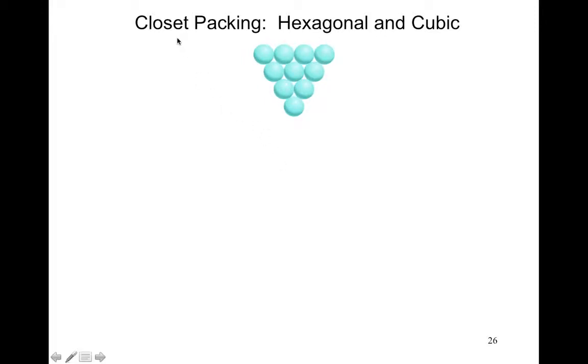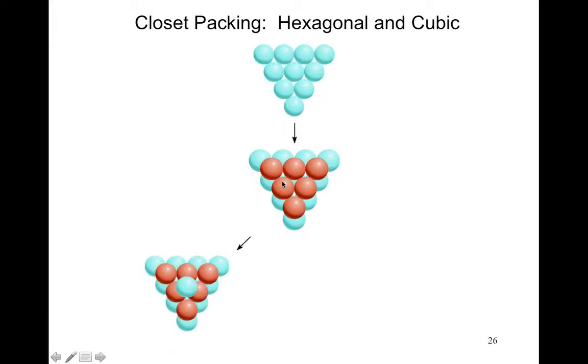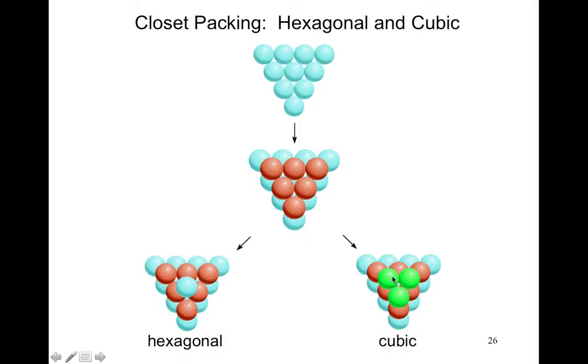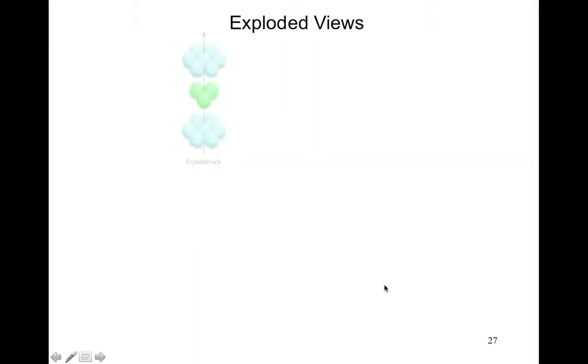So here's one called closest packing, hexagonal and cubic. Basically, you make your three-dimensional shape, your triangle, and then you stack these in the gap of each of these. It's sort of like bowling pins, but stacked on top of one another, and then one on top here, and then that gives us our hexagonal structure in the end. And if we put 3 on top, that gives us a cubic structure in the end.